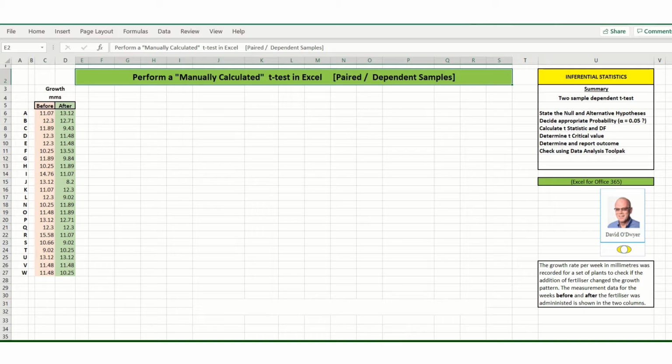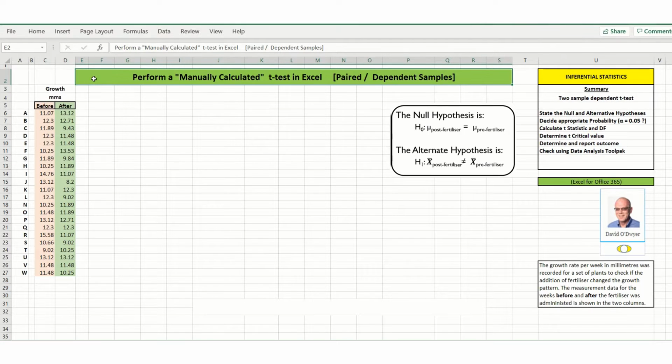So our first question is, what are the two hypotheses for this situation? So our two hypotheses are shown here. The null hypothesis is that H0: mu post-fertilizer is equal to mu pre-fertilizer. In other words, the population mean after the fertilizer is the same as the population mean before the fertilizer. And the alternative hypothesis is that X bar post-fertilizer is not equal to X bar pre-fertilizer. In other words, the mean of the sample after the fertilizer has been administered is not the same as the mean before it was administered.